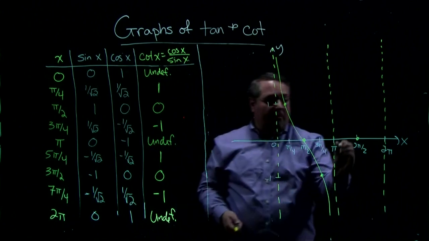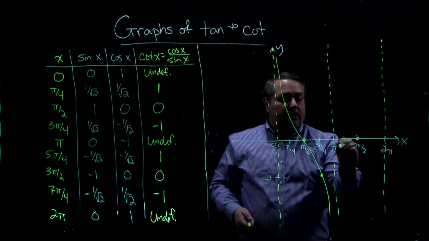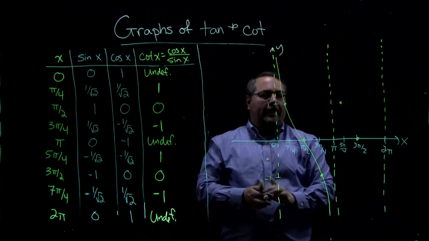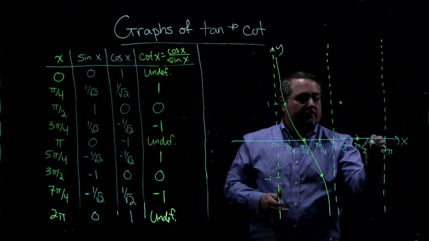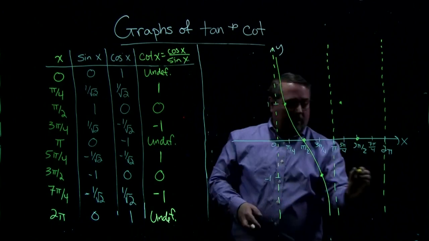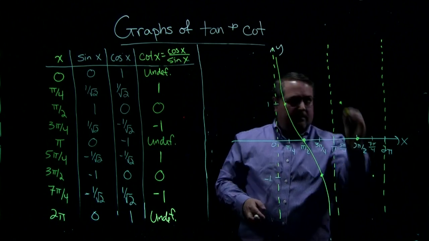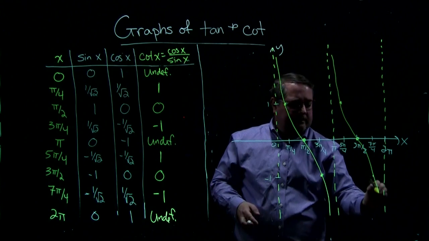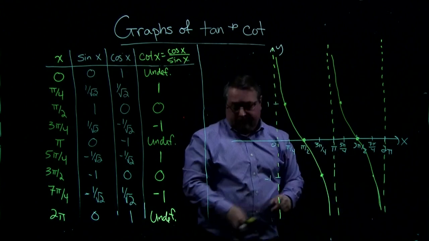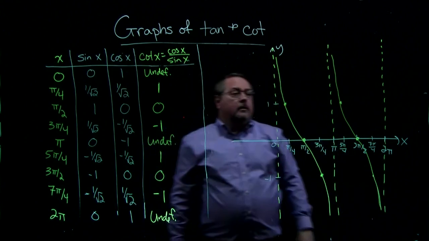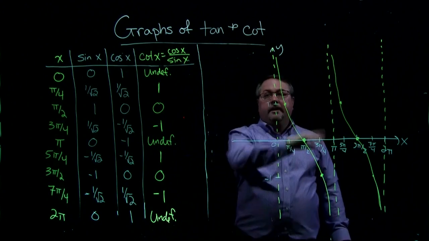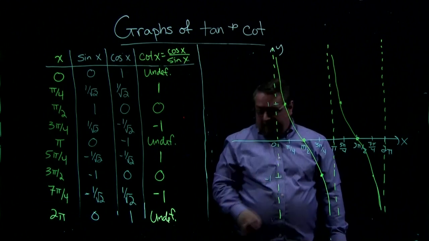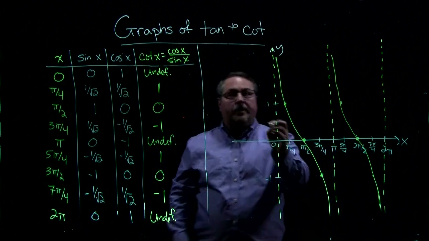Similarly, if we go on to 5 pi over 4, when x is 5 pi over 4, y is 1. When x is 7 pi over 4, y is negative 1. So here's a graph of 2 periods of the cotangent function. Note, just like with the tangent, the period of the cotangent is going to be pi.